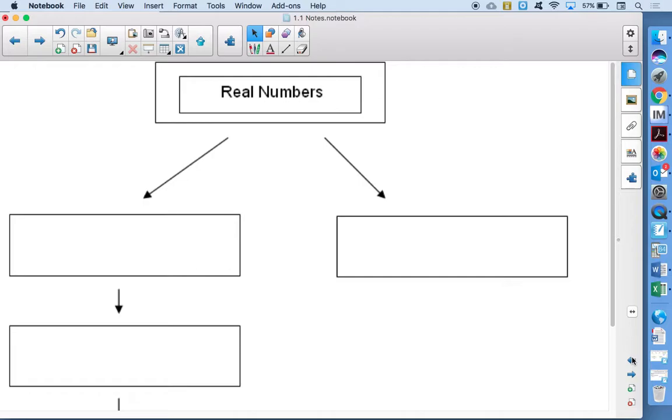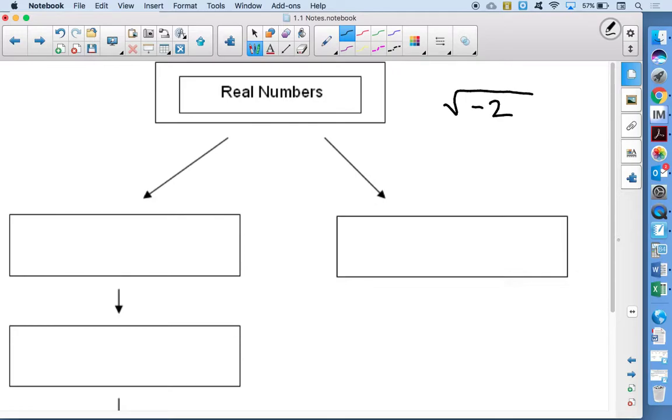Does anybody know why an imaginary number exists? What happens that you have an imaginary number? What is it if you have a square root and a negative number underneath? Does anybody remember what happens with that? Can you take the square root of a negative number? No. So if you put it in your calculator and you try and take the square root of a negative number, you can't do it. The calculator says error. That's why imaginary numbers exist. We're not going to talk about that right now, but maybe close to the end of the year we'll talk about those types of numbers.